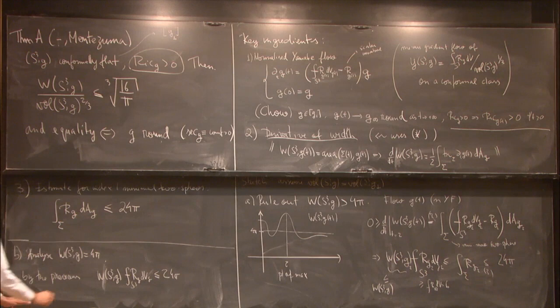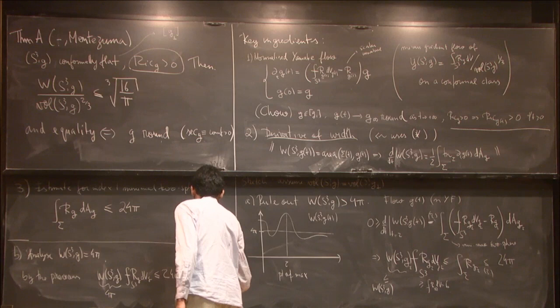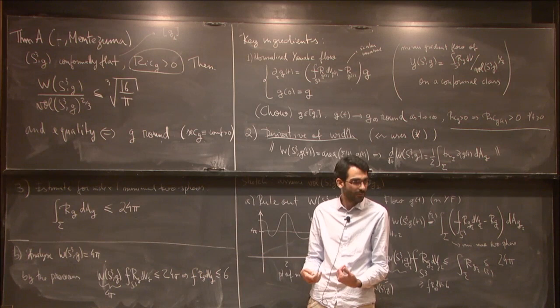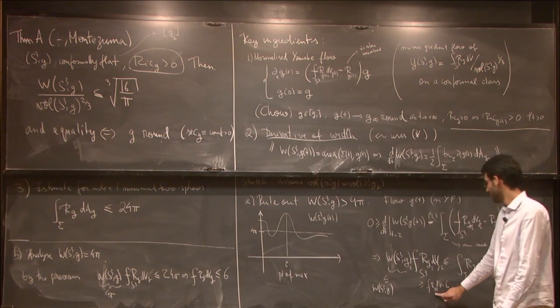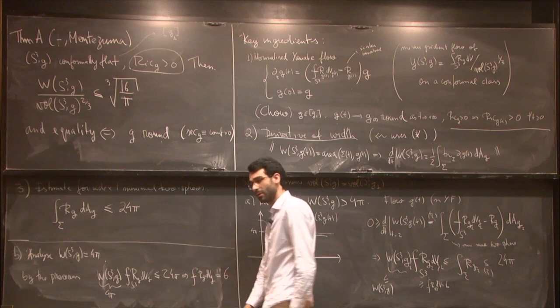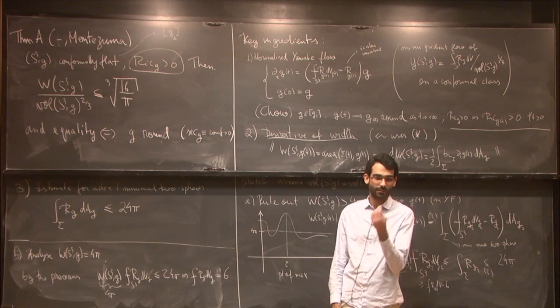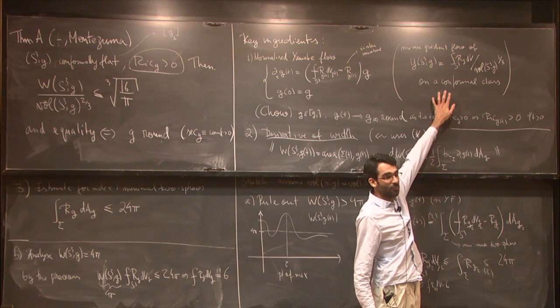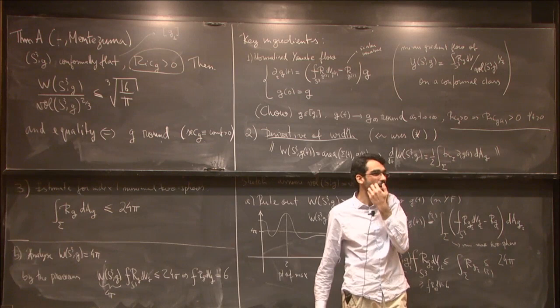Okay, but now I'm assuming this is 4 pi, which means that this average is less or equal than 6. But it's bigger or equal than 6 because the flow is decreasing, and the value of this at the sphere, at infinity, is 6. So actually, this implies that equality holds. And now we are finished because of Obata's result. Obata tells us that if you minimize the Yamabe functional on the conformal class of the round metric, you must be round. The conclusion follows from Obata.